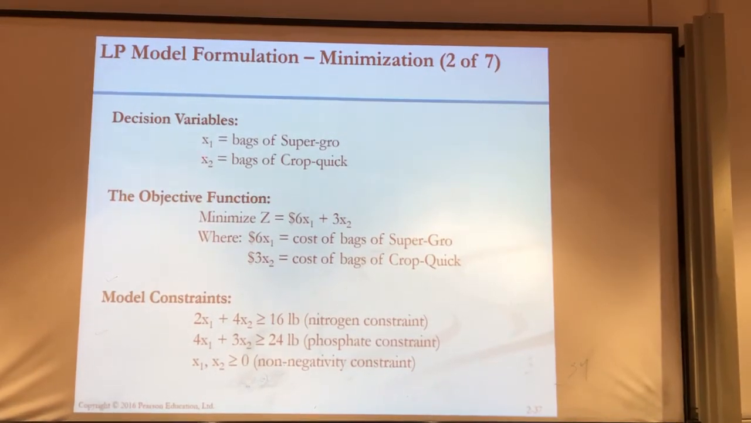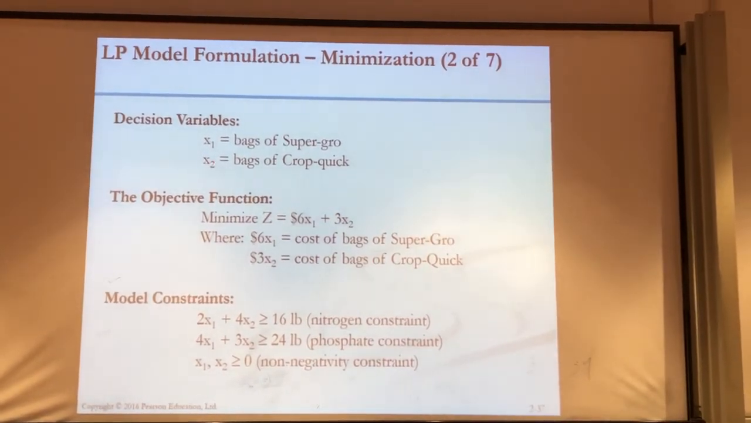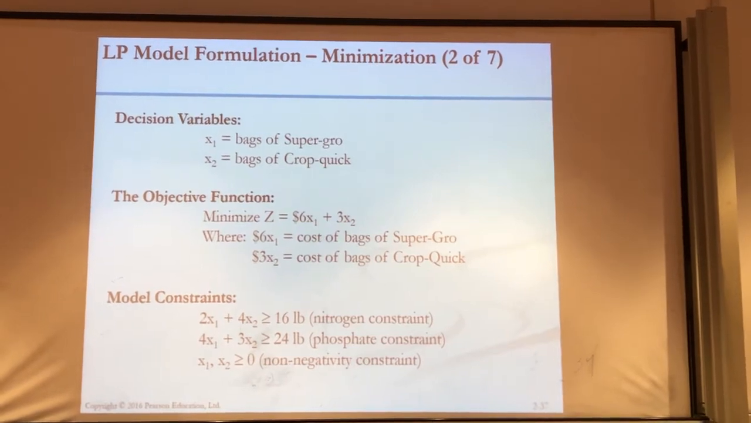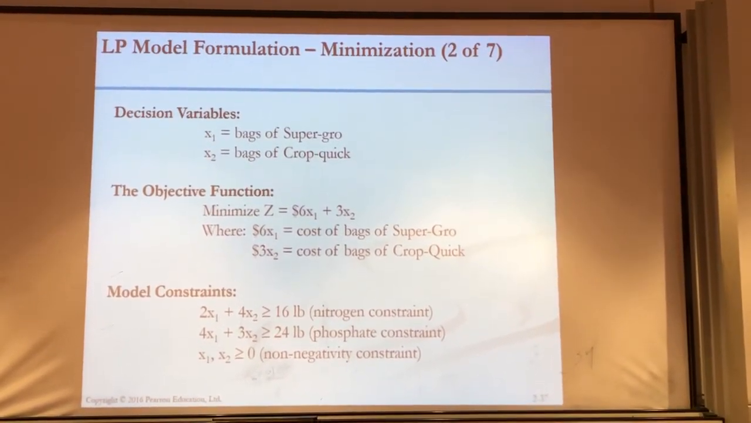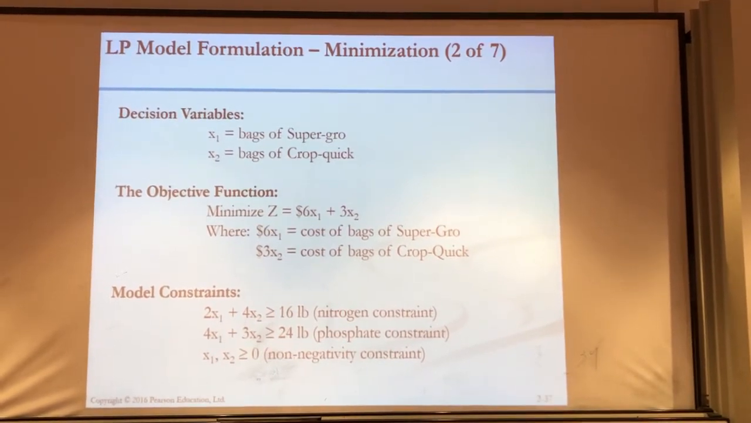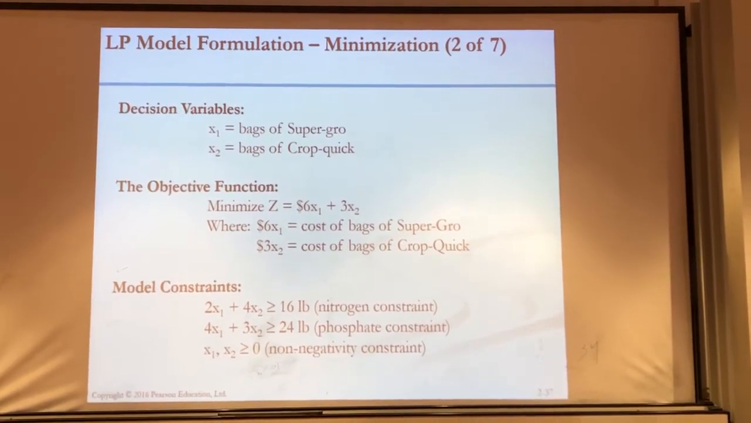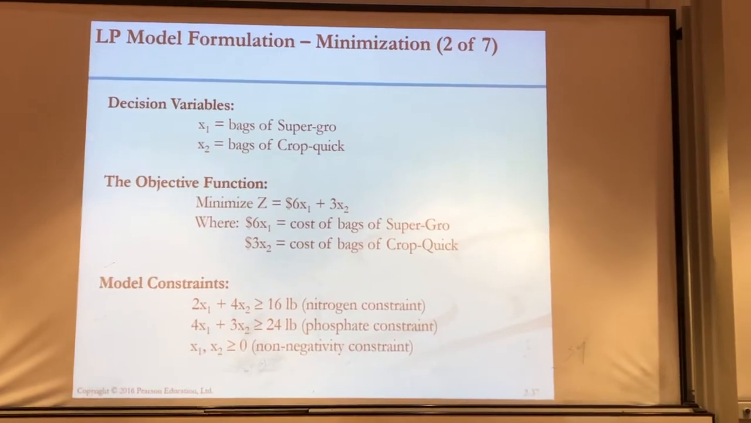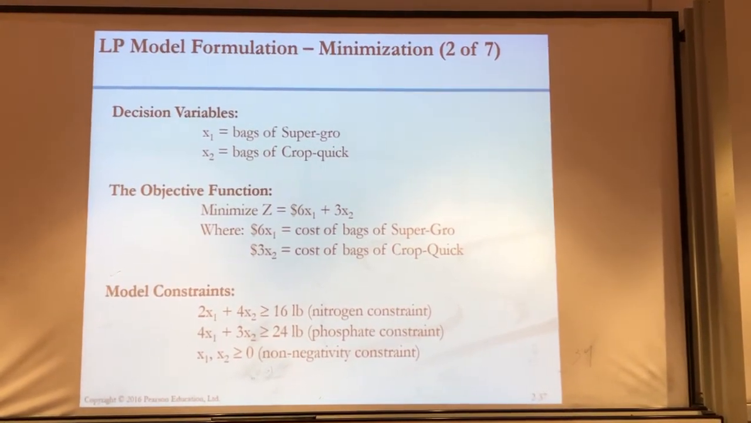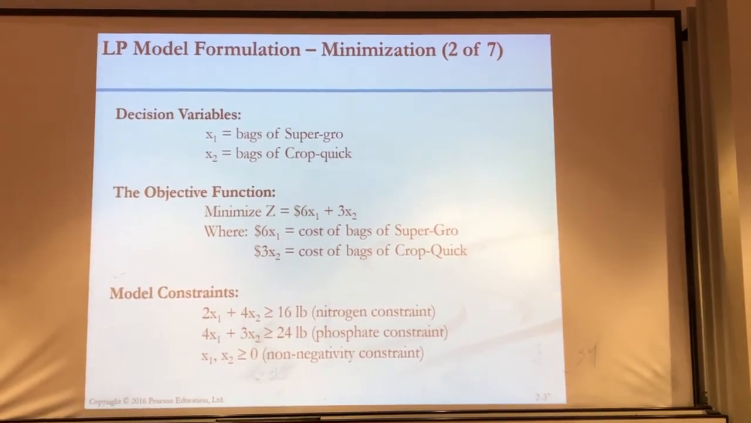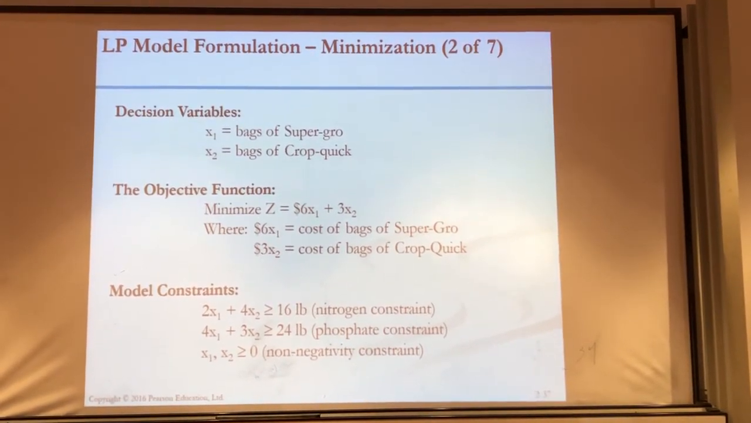We define the variables. x1 is equal to bags of Super Grow, x2 is equal to bags of Crop Quick. Minimize z equals 6x1 plus 3x2. And the model constraints are 2x1 plus 4x2 is greater than or equal to 16, and 4x1 plus 3x2 is greater than or equal to 24, and x1 and x2 both are greater than or equal to 0.